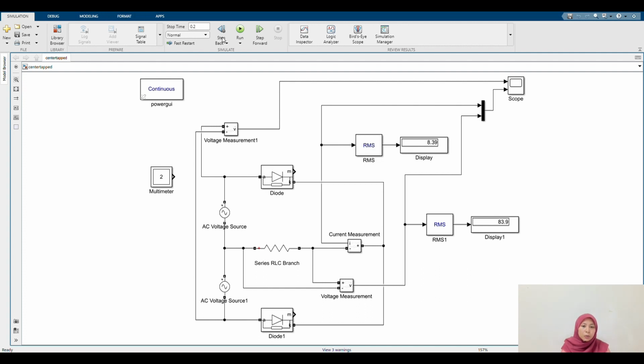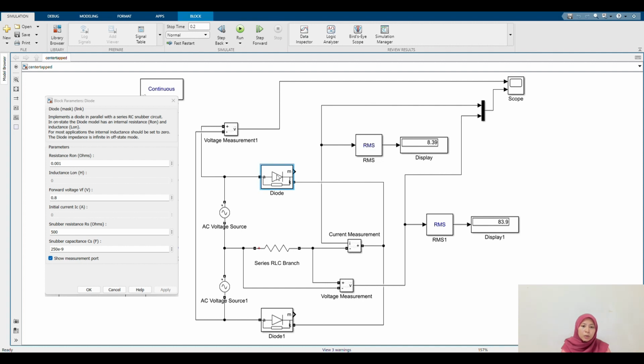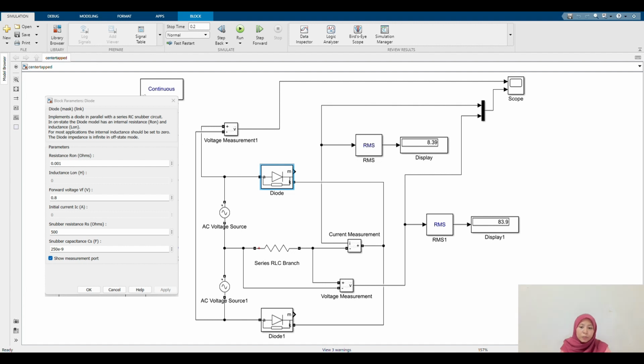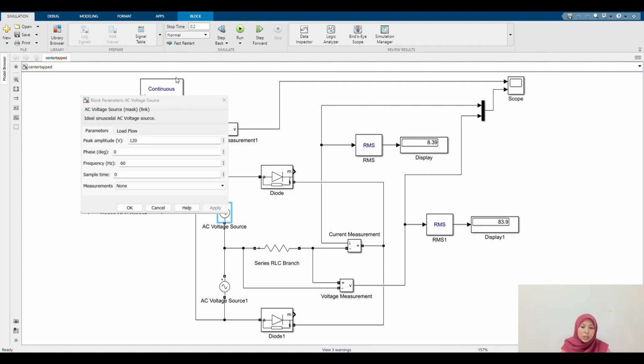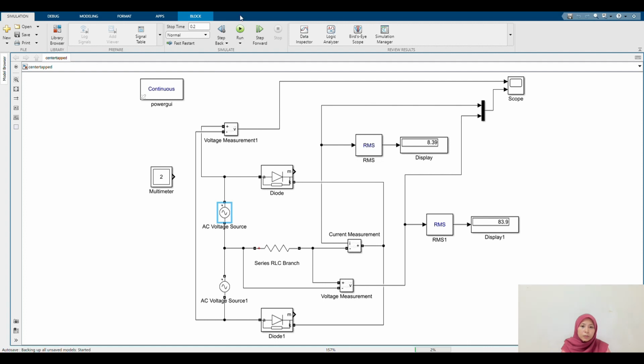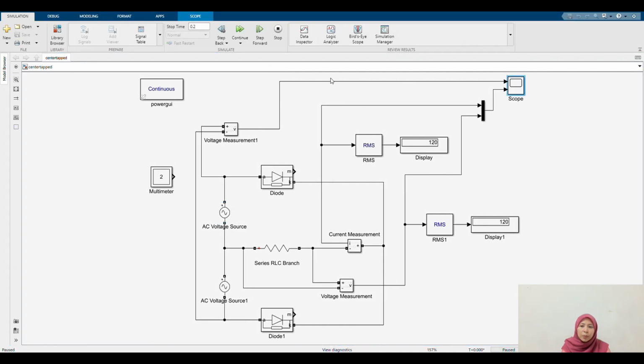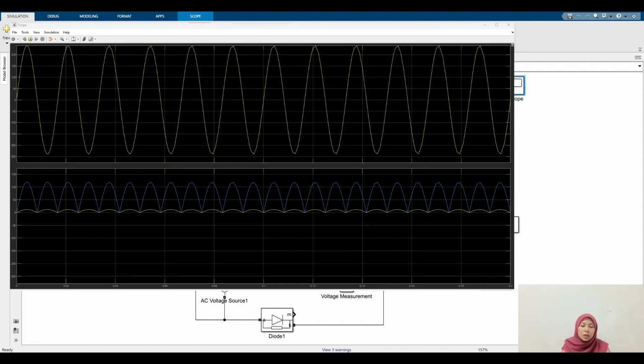So this I will add in Matlab. Here, we put the forward voltage as 0.8. Meanwhile, for the AC voltage, we put the frequency as 60 Hz, and the peak amplitude we put as 120. So we run it. After we run it, we get a waveform like this. So this is the AC signal waveform. Meanwhile, here is the signal of the output.